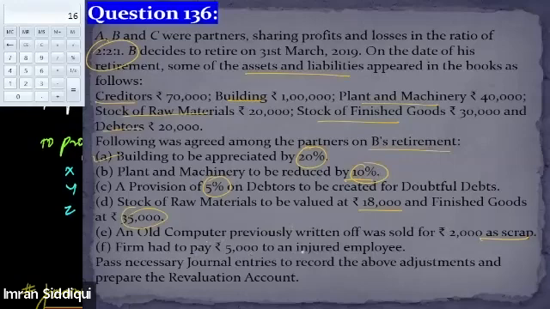Firm had to pay 5,000 to an injured employee. So considering all these adjustments, we need to pass the journal entry as well as prepare the revaluation account. Do it. I'm waiting for your answer. Let me know whenever you are done. I'm right here. I'm just muting myself.